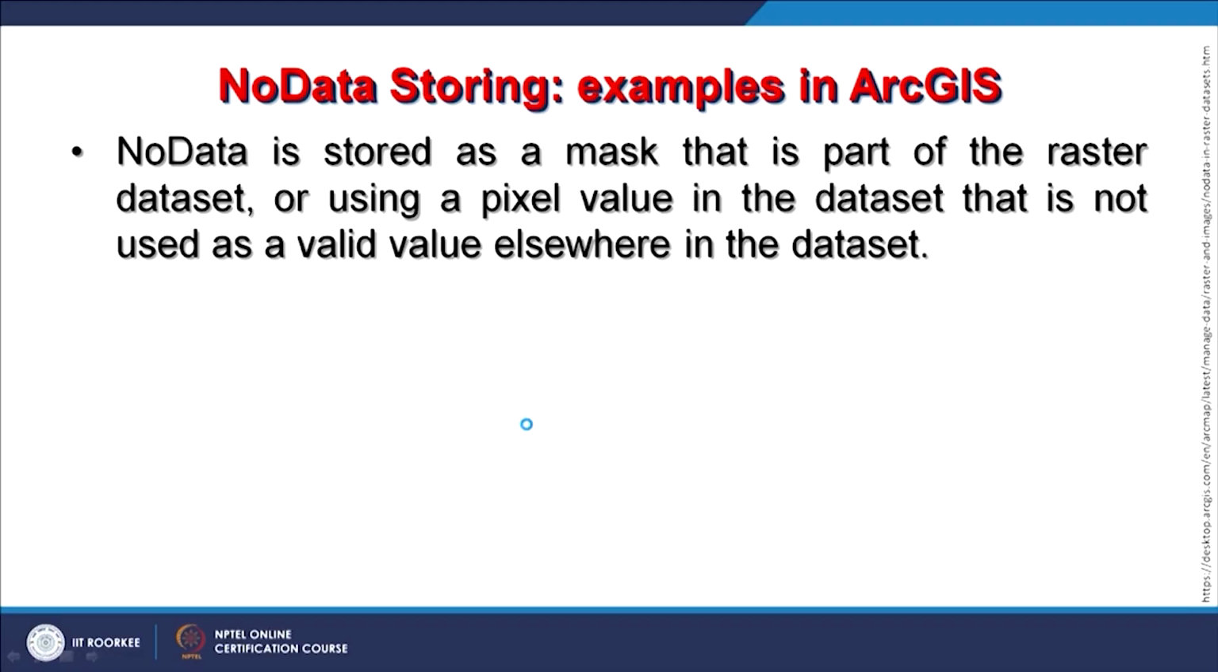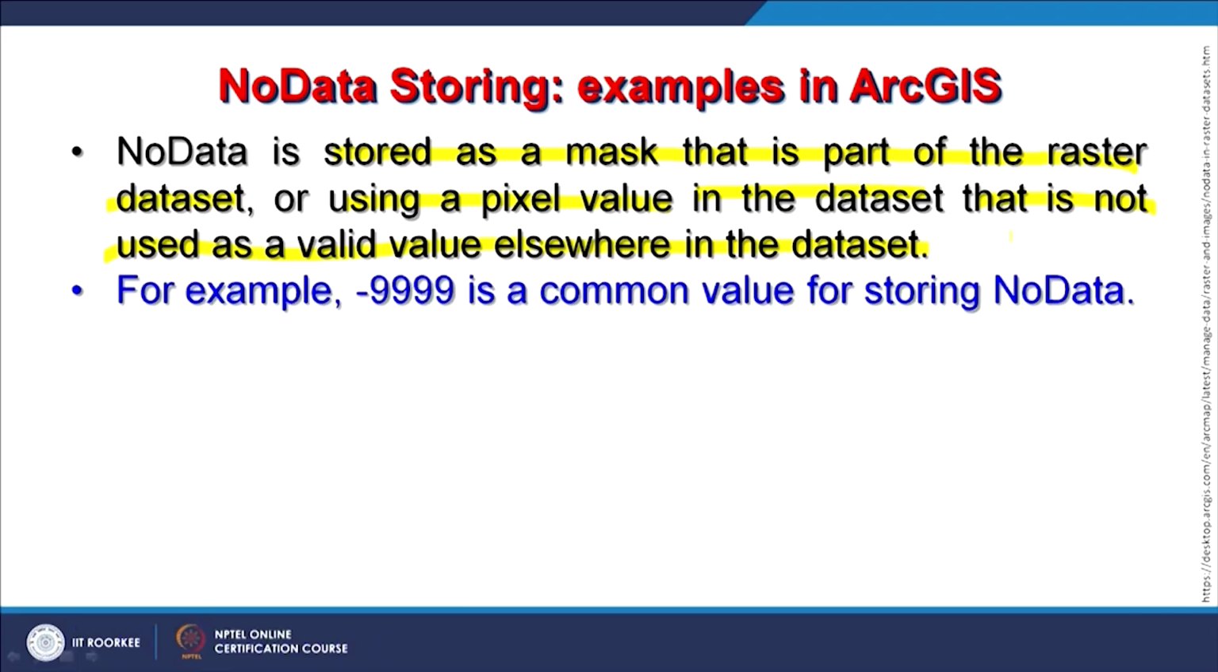Now as you know, like in the Himachal Pradesh example, no data is stored as a mask, that is part of my raster data set in a .aux file in ArcGIS format. And it uses a cell value or pixel value in my data set that is not used as a valid value elsewhere in the data set. So that means that in every calculation it is ignored.